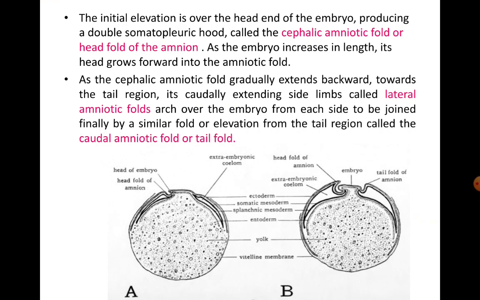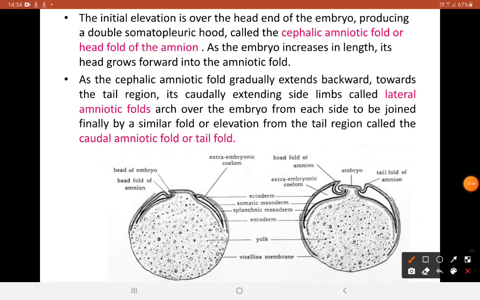The initial elevation is over the head end of the embryo, producing a double somatopleure hood called the cephalic amniotic fold. I'll go a little slow. Here I said the somatopleure will fold upon itself, forming a double layer, and the first one that is formed is the head fold or the cephalic amniotic fold. Here you should focus on this region of the developing embryo.